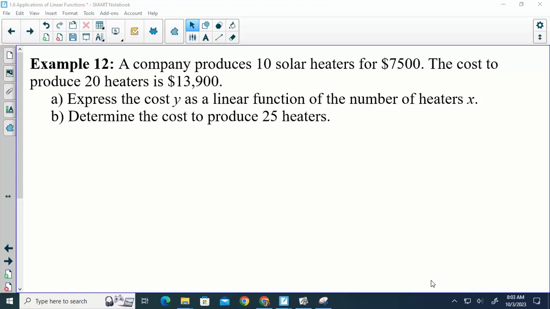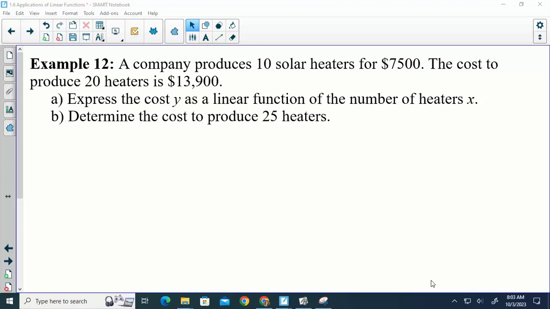...produces 10 solar heaters for $7,500. The cost to produce 20 heaters is $13,900. Express the cost y as a linear function of the number of heaters x.